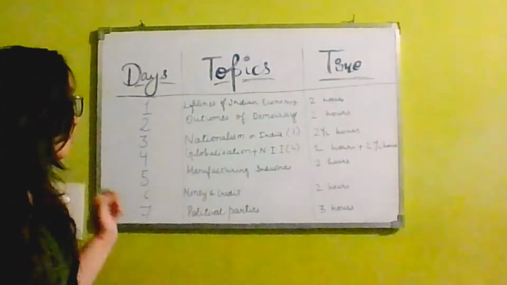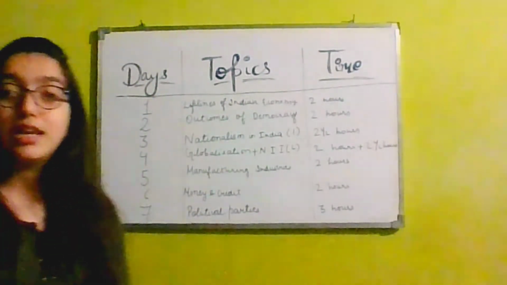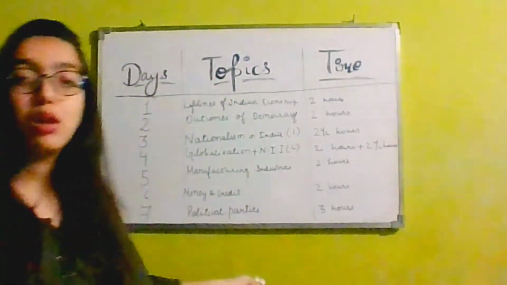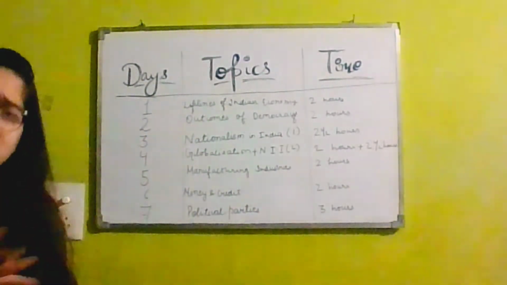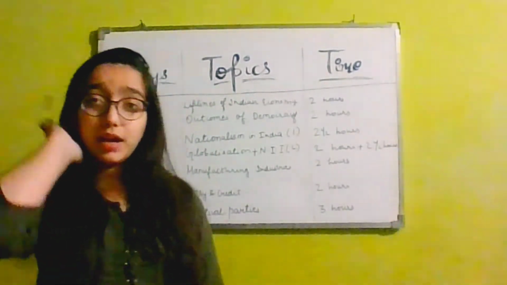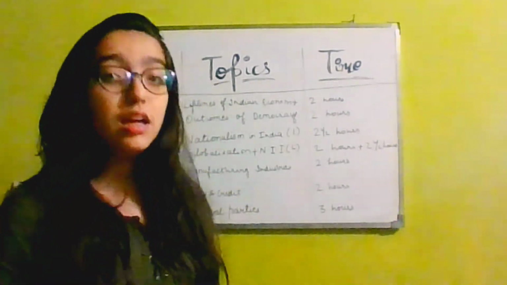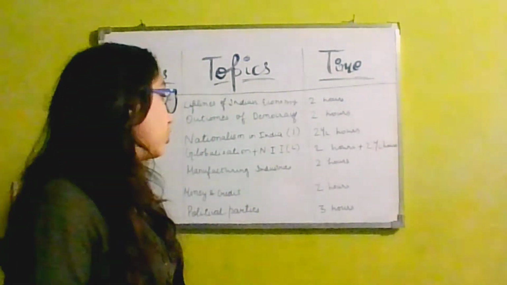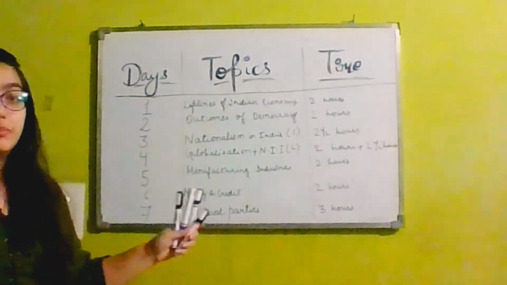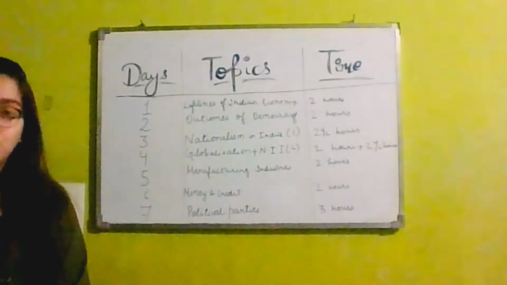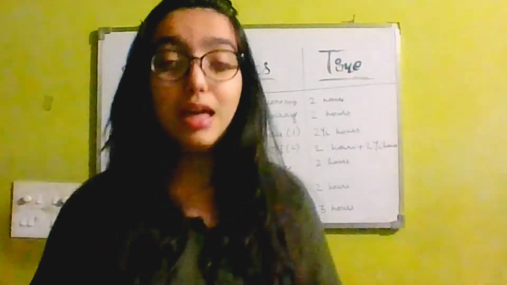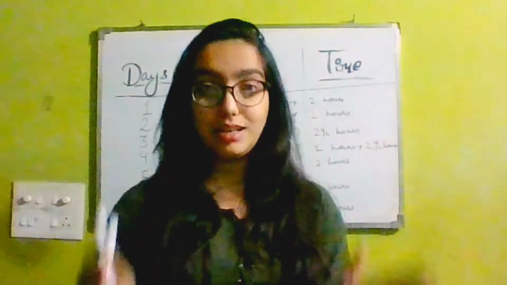Who knows? And then the last but not the least, day 7 of your timetable, you have to study Political Parties. Because it has the topic National Parties of India, it requires a little more cramming in comparison to other topics. So it is going to require 3 hours or maybe less than that. So this is the whole timetable you have to follow throughout these 7 days and you are done with your term 2 syllabus for class 10th.